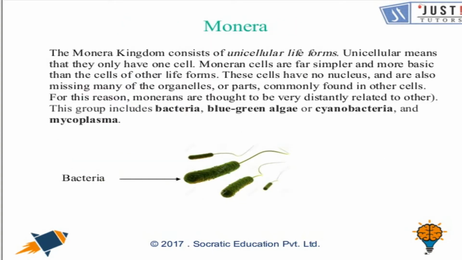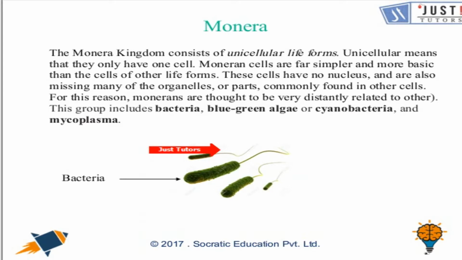Now let's move forward towards the next slide, and let's talk about Monera. They are usually unicellular in nature. Their mode of nutrition is either autotrophic or heterotrophic, and they are prokaryotic in nature. It means the genetic material is not organized into a nucleus. It lies directly inside the cytoplasm and is called the nucleoid. The examples are bacteria or blue-green algae.